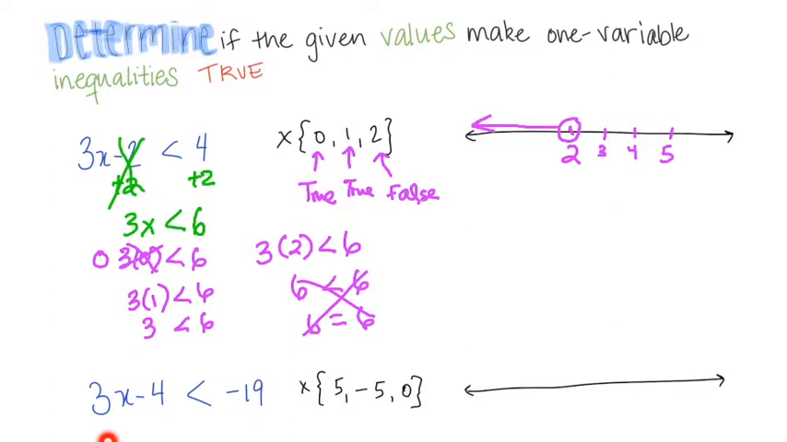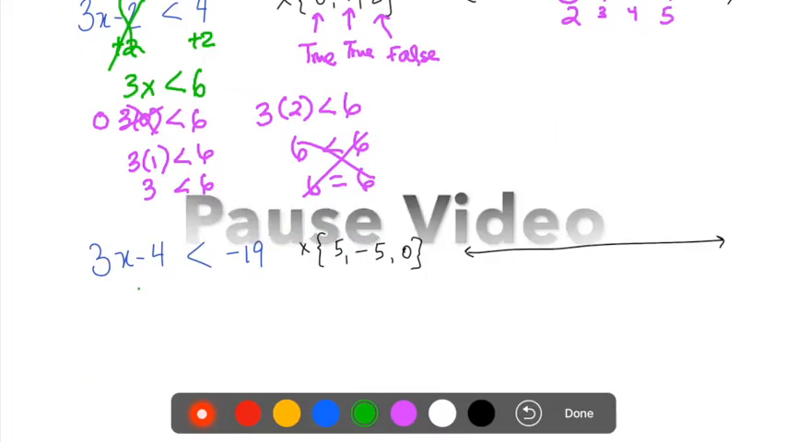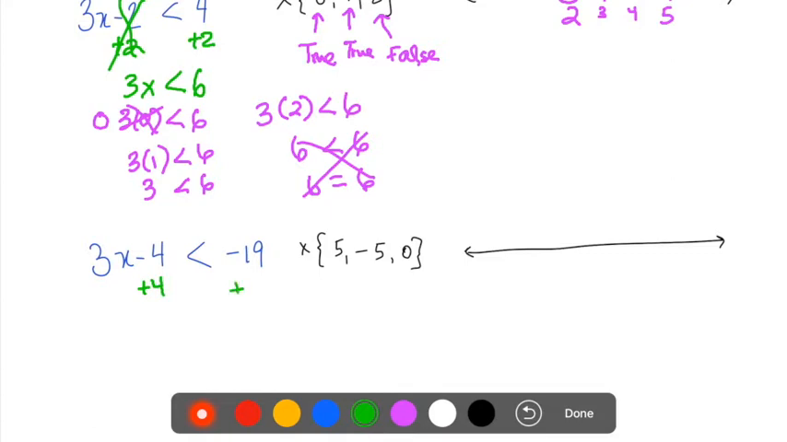Now why don't you go ahead and try the next inequality. Try to plug in these 3 values and see which of these, if any, will make that inequality true. The first thing I'm going to do is move my variables and my numbers to different sides. So what I have here is 3x is less than negative 15. And now I can go ahead and start plugging in numbers.